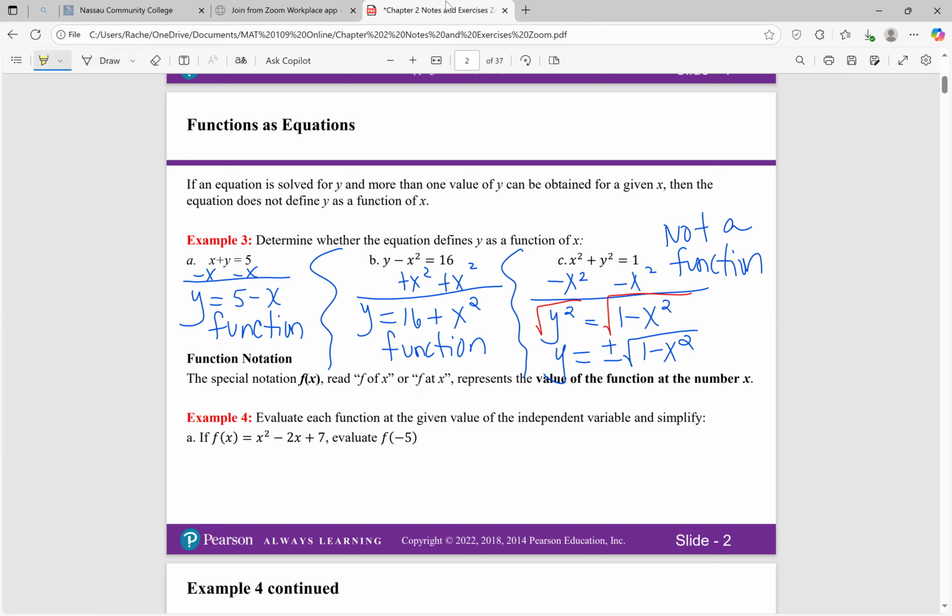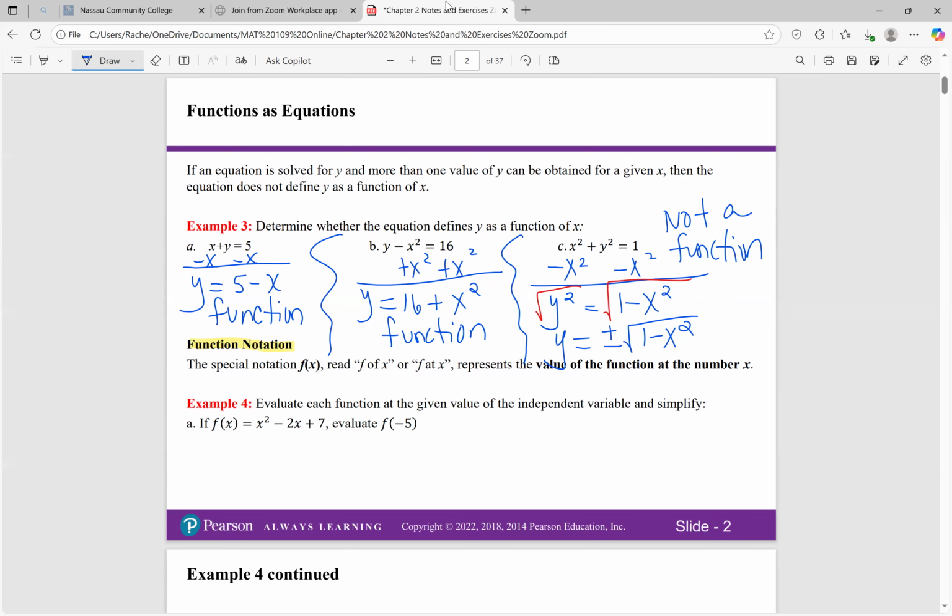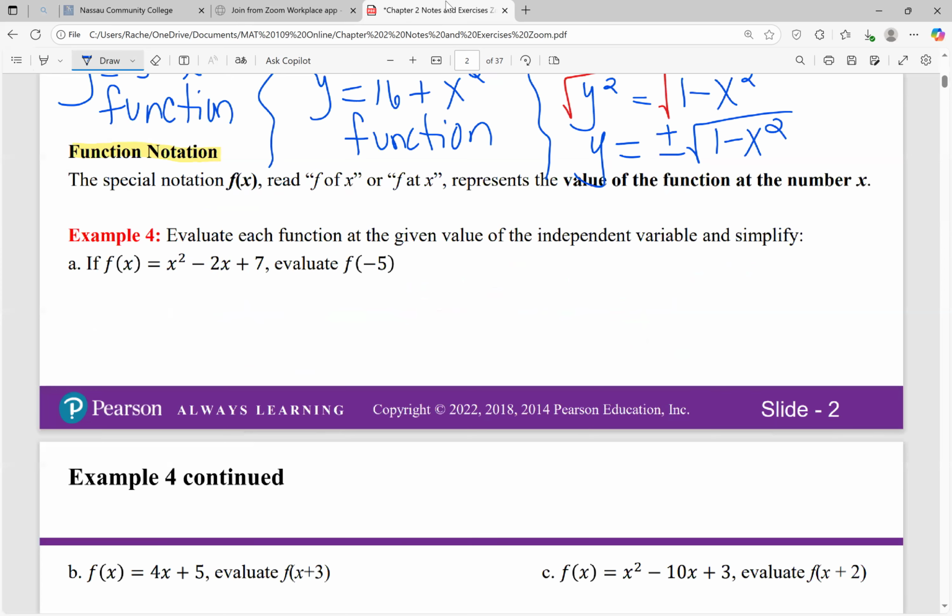So now let's talk about function notation. You probably remember this, f of x, right? What I just circled here is not f times x. We read it as f of x or f at x. This just represents the value of the function at the number x. That's how we interpret that. So for example, look at example 4. It says, evaluate the function at the given value of the independent variable and simplify.